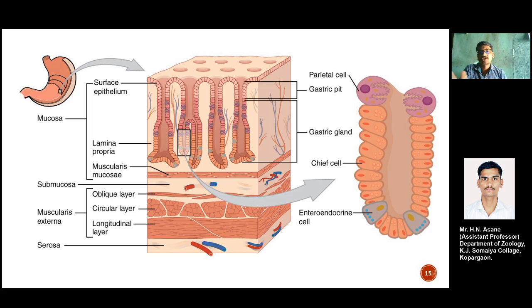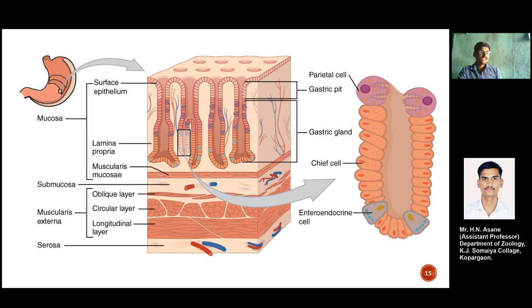So as we focus on the lamina propria region, you can see the zoomed-out region on your right side. You can see the parietal cells in the gastric pits. You can also see the other gastric glands like the chief cells and the enteroendocrine cells. The enteroendocrine cells and chief cells perform the various secretions, which are secreted by means of these cells.